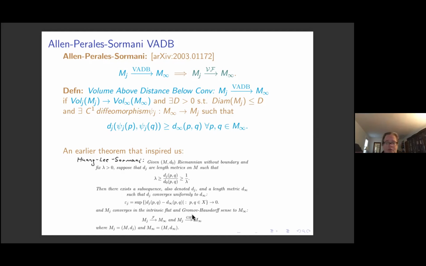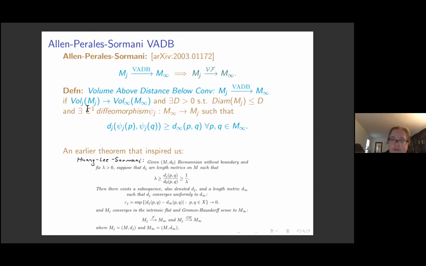And we're able to prove that we get intrinsic flat and Gromov-Hausdorff. For Gromov-Hausdorff, you don't need this extra part, but for intrinsic flat convergence, we did need these ratios in this original proof by Huang and Lee. This is in the appendix of our paper. So this is a theorem that inspired us, but we wanted to remove the fact that we had so much control on the distances, because this was so strong that we got Gromov-Hausdorff convergence as well and didn't allow for wells. So what we would like to do is loosen this up and only have the volume from above and the distance below.